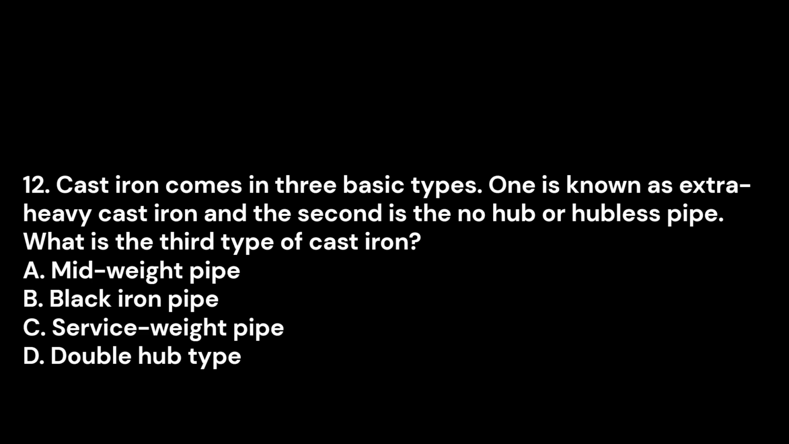Number 12. Cast iron comes in three basic types. One is known as extra heavy cast iron and the second is the no hub or hubless pipe. What is the third type of cast iron? A. Midweight pipe. B. Black iron pipe. C. Service weight pipe. D. Double hub type.